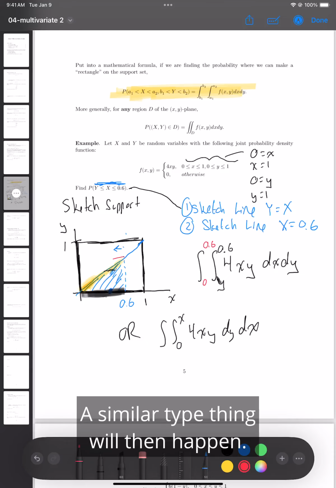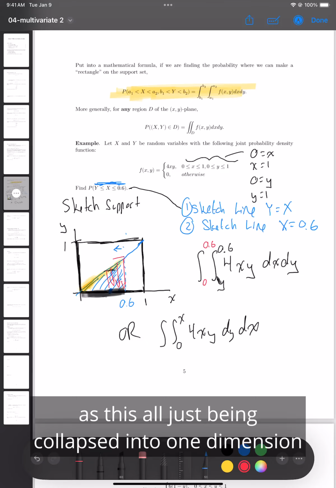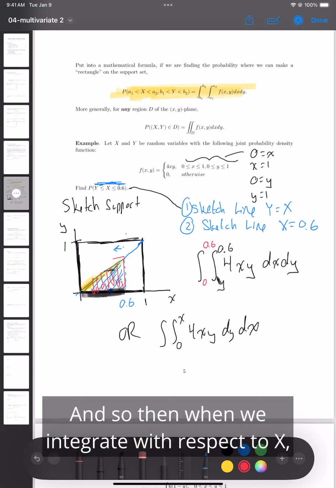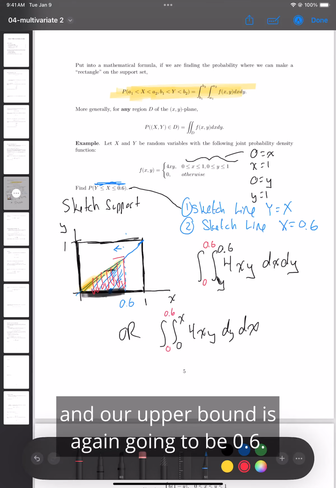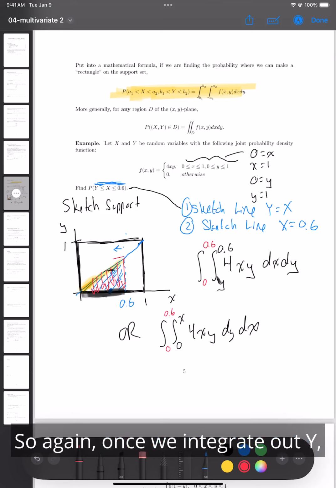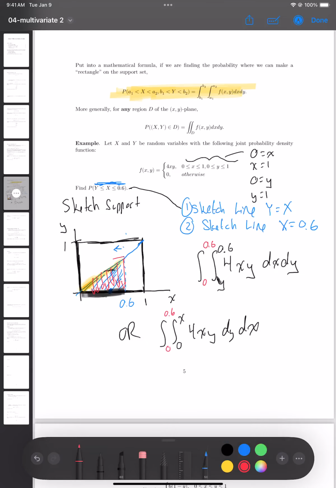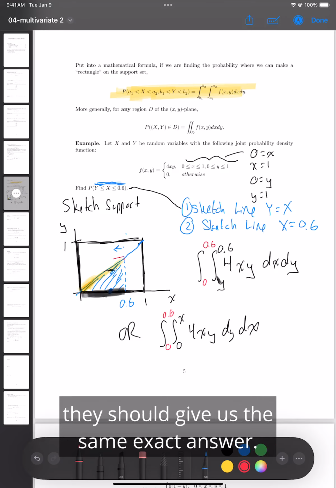A similar type thing will then happen. So once we've integrated out y, we could think about that as this all just being collapsed into one dimension onto the x-axis. And so then when we integrate with respect to x, our lower bound going from left to right is going to be 0, and our upper bound is again going to be 0.6. So again, once we integrate out y, this collapses into one dimension, and then we're just left with going from 0 to 0.6. Again, I'll fix my drawing. And if we set both of these up correctly, they should give us the same exact answer.